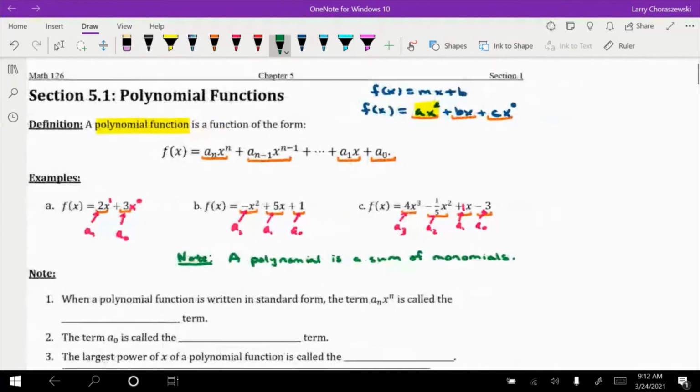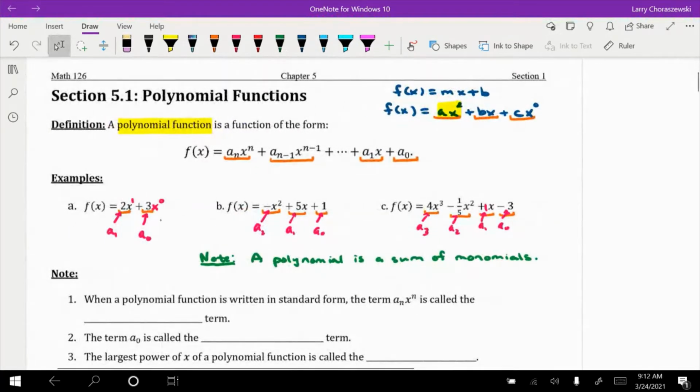A monomial, I'm not sure I shared this fact with you, is what happens when I go to a restaurant by myself. I just get a monomial. And a binomial is when I go to a restaurant and I have no money. I buy no meal.